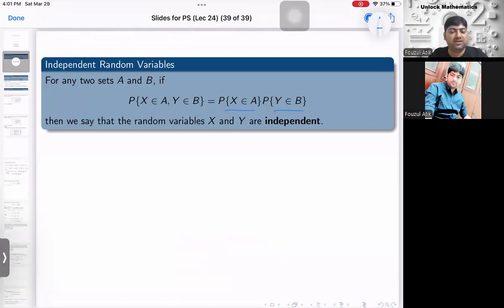Now how can you relate this with independent events? If you remember, the events A and B are said to be independent if we have P of A intersection B equal to P of A into P of B. Remember? Now these two are the intersection: x belongs to A, comma y belongs to B means x belongs to A intersection y belongs to B. And if that is equal to their individual probability product, then we say that the random variables x and y are independent. Clear? And then we have some equivalent results.